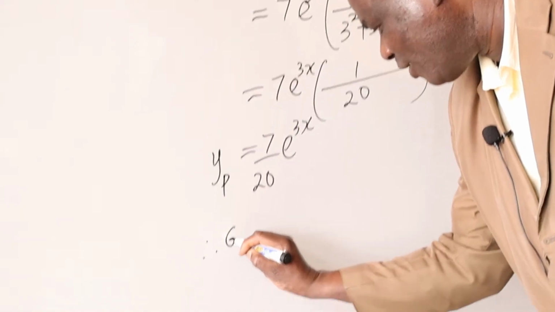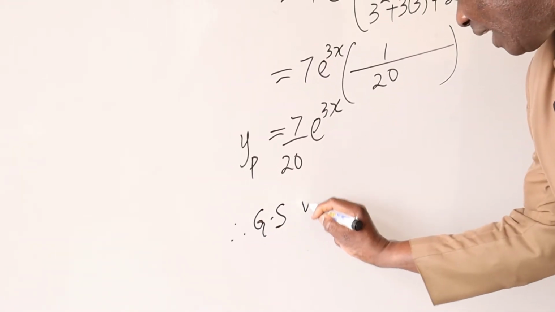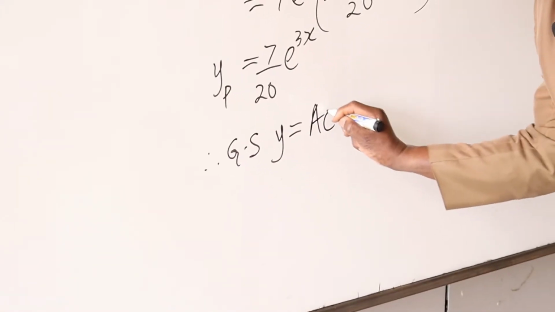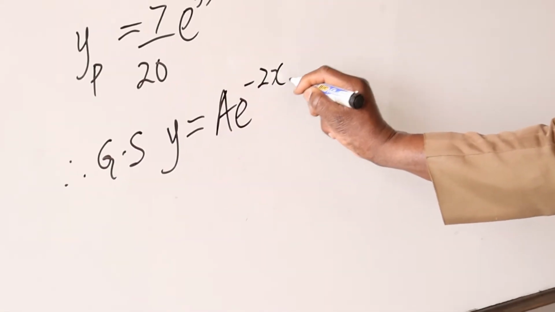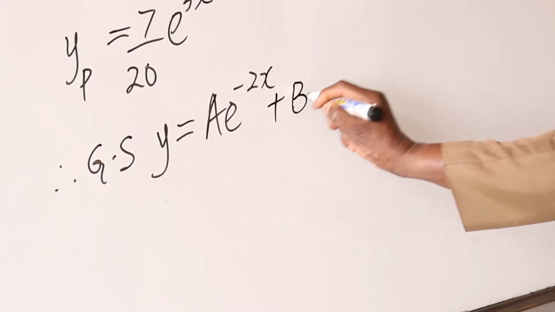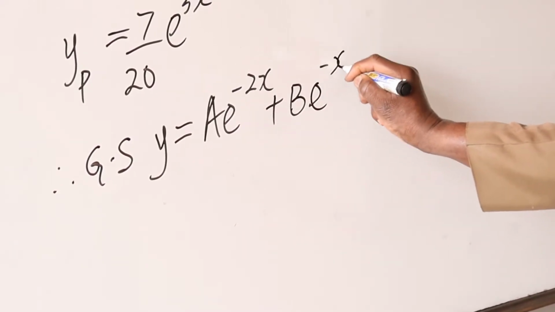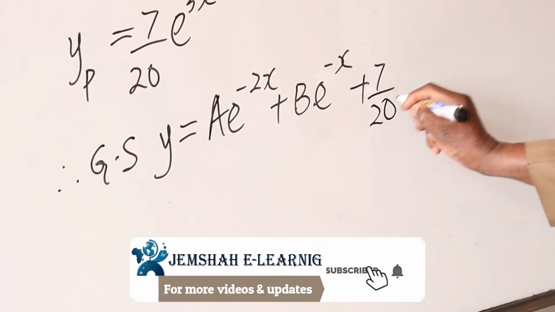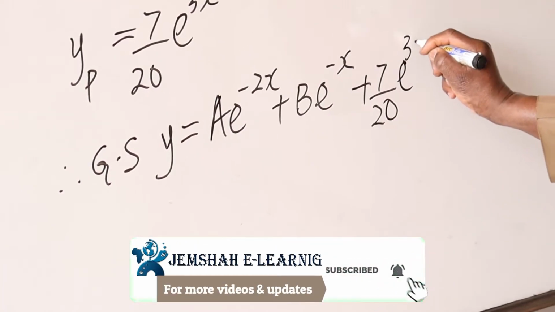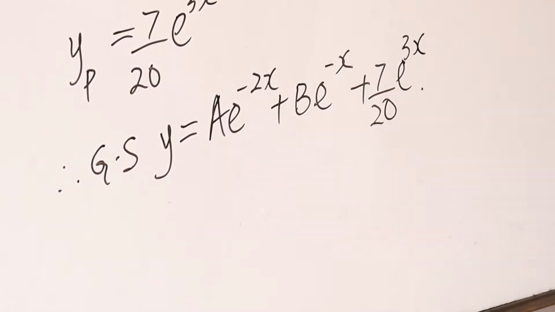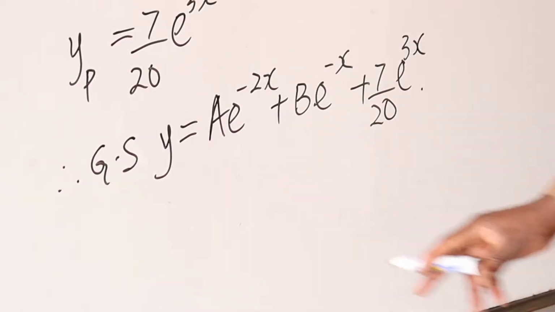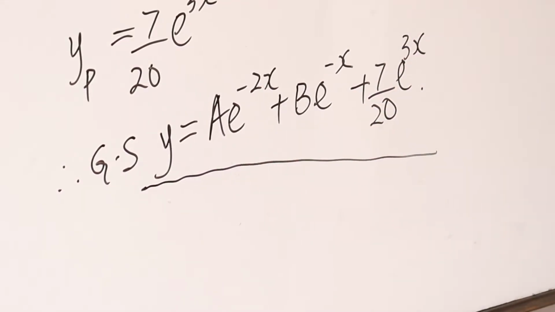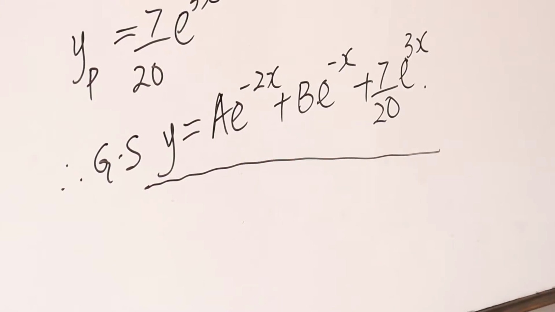Therefore, the general solution, our y now, will be equal to a exponential negative 2x plus b exponential negative x plus 7 all over 20 exponential 3x. And that is the solution to that differential equation, which ends at the general solution, since there were no conditions or boundary conditions given.